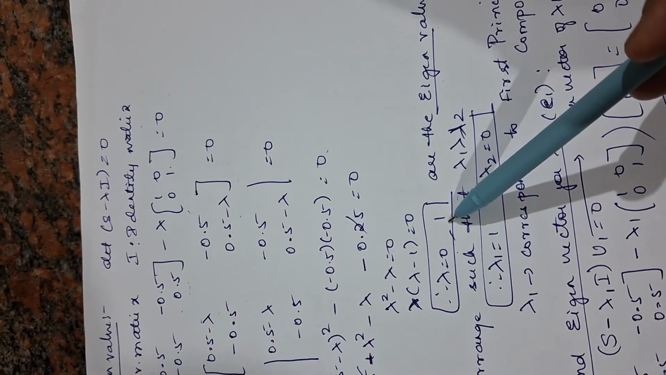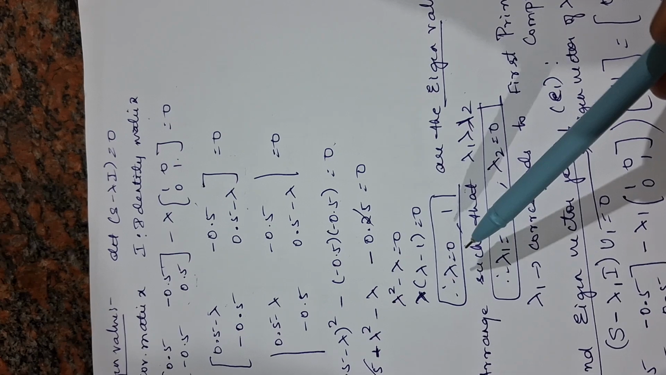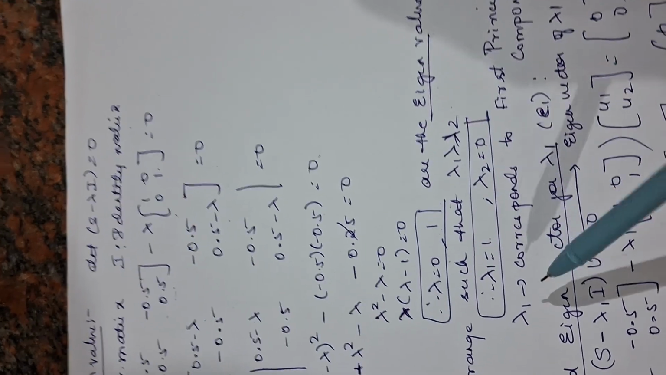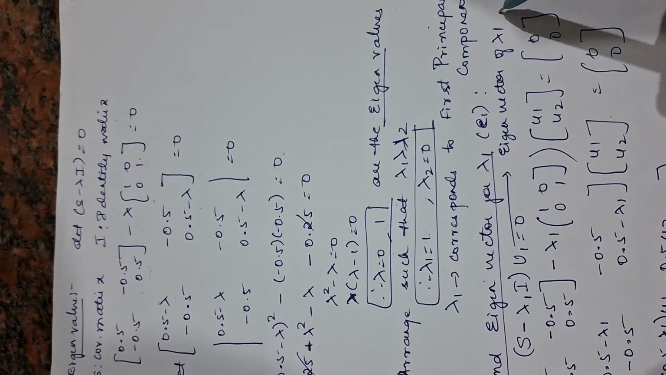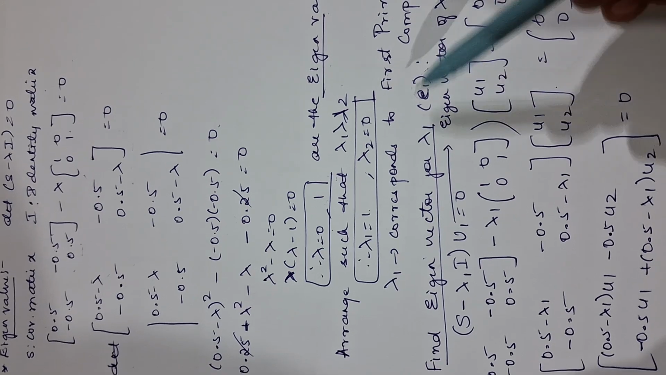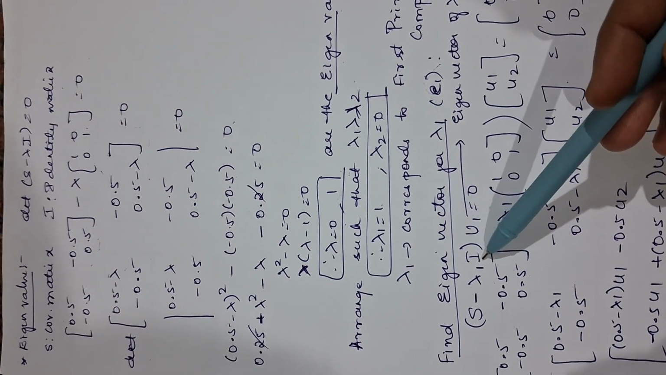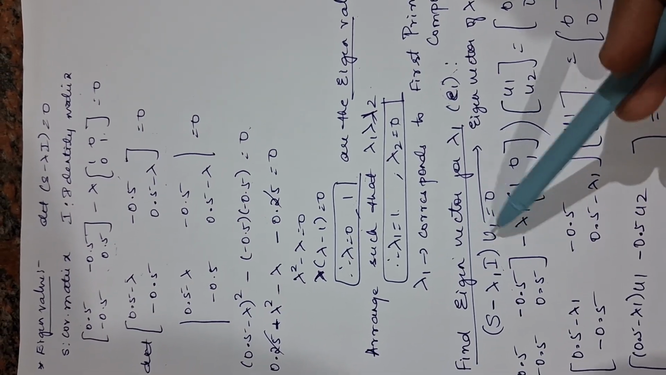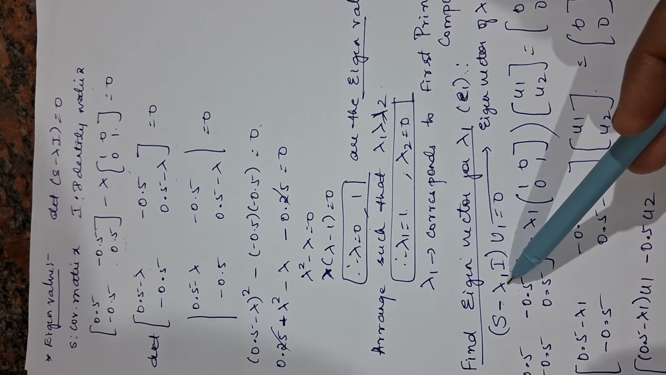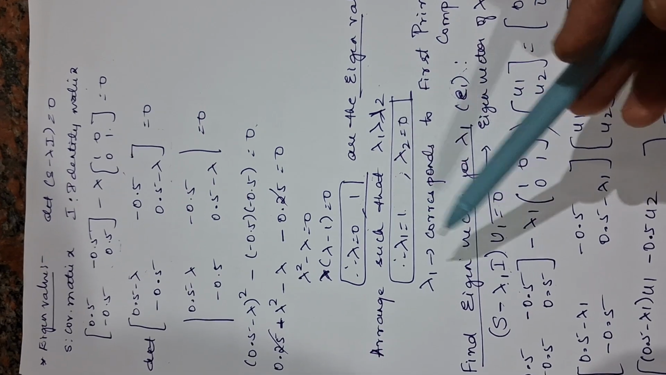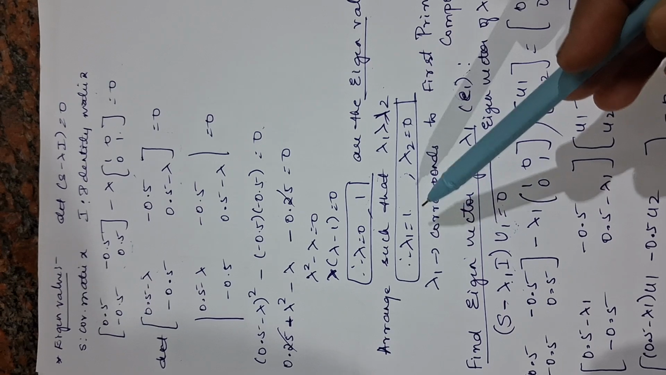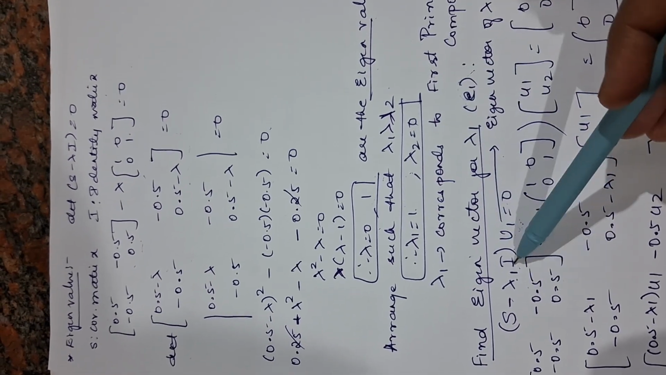Now arrange these lambda values such that lambda 1 is greater than lambda 2. That means I take the highest value as lambda 1. So lambda 1 is 1 and lambda 2 is 0. Lambda 1 corresponds to the first principal component. Now you have to find the eigenvector for lambda 1, that is small e1. How do you find the eigenvector? S minus lambda I into u is equal to 0, where S is again the covariance matrix, lambda is the eigenvalue which we are going to use from the previous step, I is the identity matrix and u is the eigenvector which you are going to find in this case. Now lambda has two values, right? Let's first do it for lambda 1.